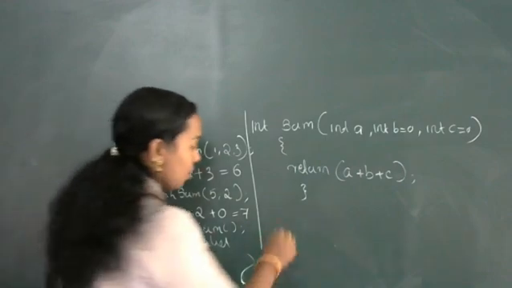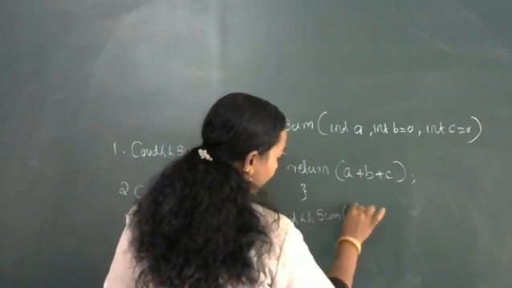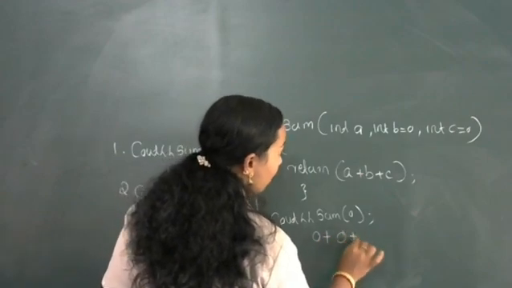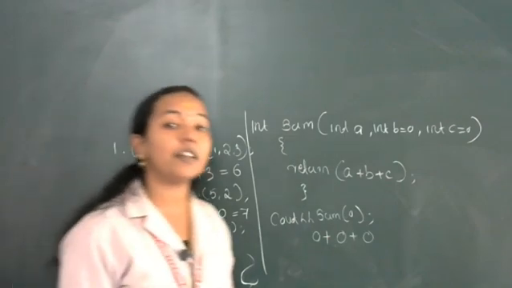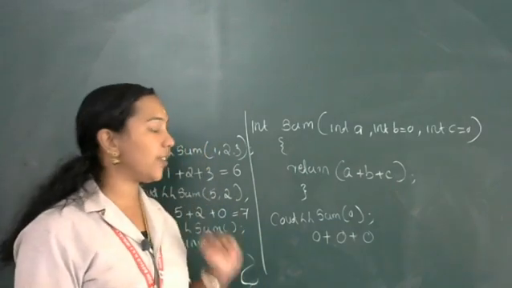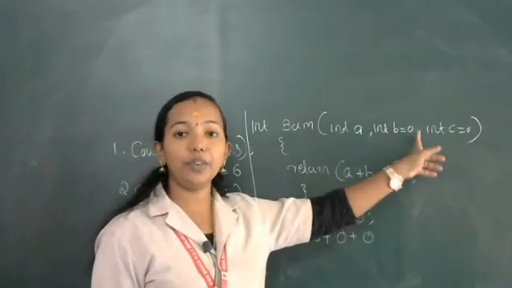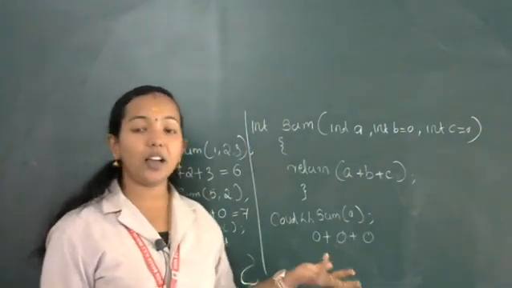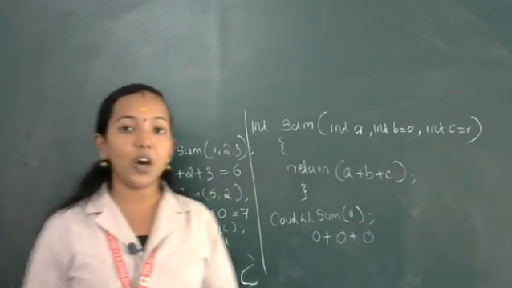Then the next function call, cout sum of 0. Then what will happen? A will be assigned 0, B is already 0, C is also 0. We will get the output, no? Yes, we will get the output. What will be the value? 0. So that is the speciality of functions with default arguments. If the value is not given, it will be initialized with the value given in the function definition. So we can omit values for B and C, but for A you need to give a value, otherwise the function will not work.